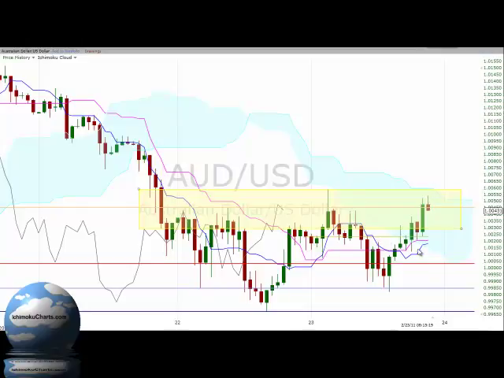So we have an indecisive market at the moment in big picture terms because it's trading within the cloud. We have a bullish market in the medium term to fast term timeframes, but we will be looking for a potential test above this area of resistance around 1006 and the top of the cloud here.